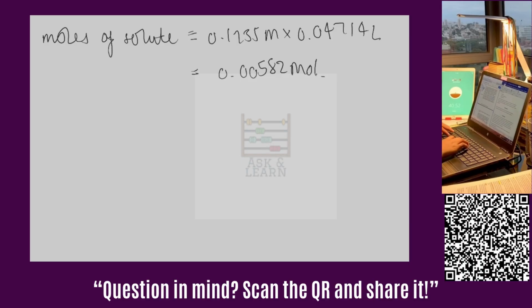Therefore, the total number of HCl and HBr moles is equal to 0.00582. And it's also equal to NaOH.